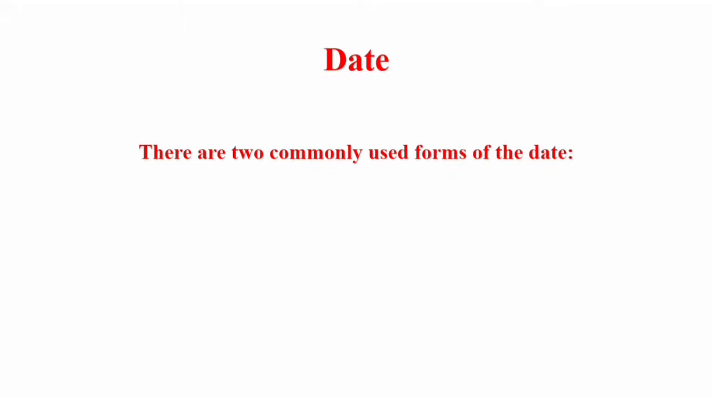Now, let us look at the date. The date on which the letter is written comes immediately below the writer's address. Please take note, the date is not part of the address. So, you can choose to leave 1 line, then write the date, but it is also acceptable if you do not leave any line. There are 2 commonly used forms of the date.